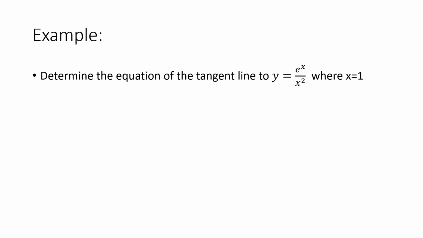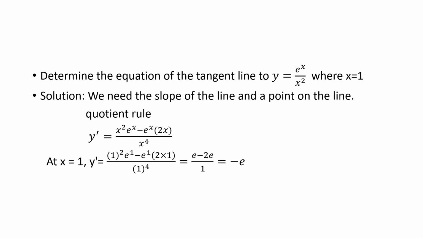Okay. What if we want to determine the equation of a tangent line to a curve y equals e to the x over x squared, specifically where x is equal to 1? Well, what we're going to need there is the slope of the line and a point on the line. So we're going to determine the derivative of this function by using the quotient rule. We have the denominator times derivative of the numerator minus the numerator times derivative of the denominator all over the denominator squared. At x equals 1, we'll be able to plug a 1 in.